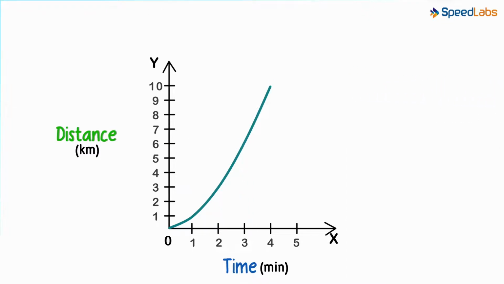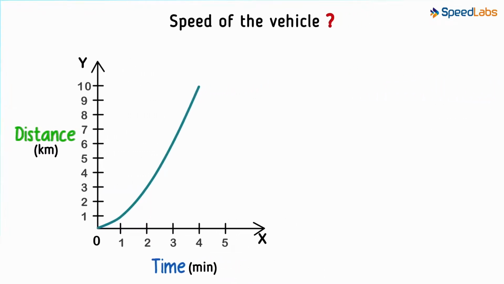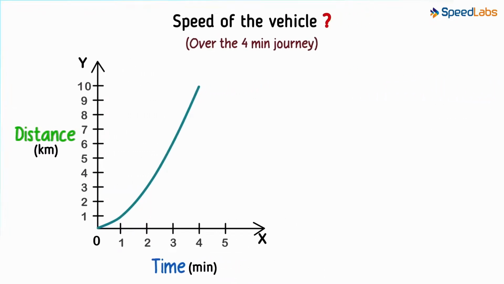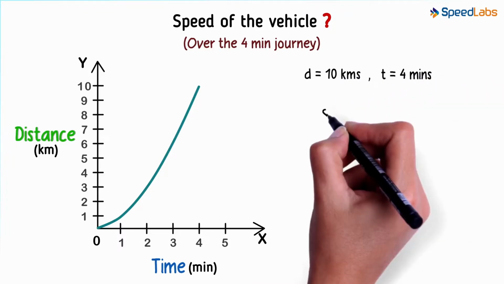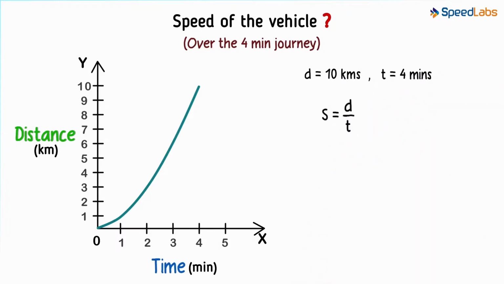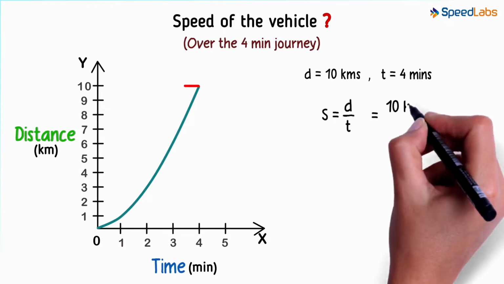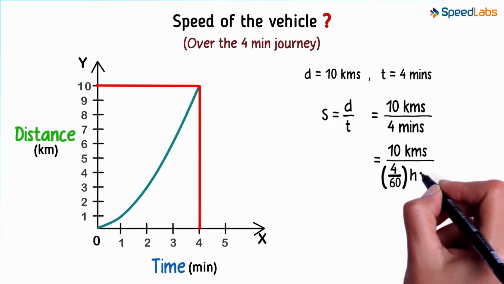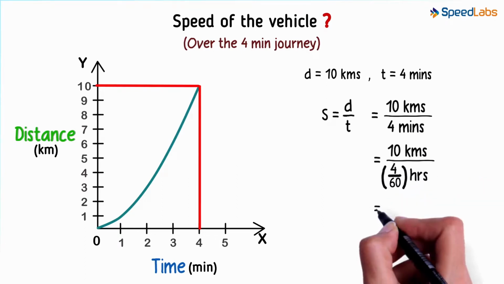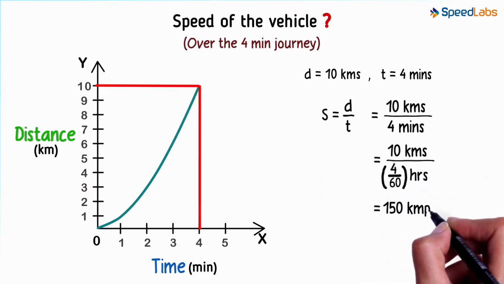Here's another interesting question. Can you tell me the speed of the vehicle over the entire 4-minute journey? 10 kilometers are covered in 4 minutes. And the speed is distance over time. The speed will equal 10 kilometers every 4 minutes. Converting it into standard units, the speed we arrive upon is 150 kilometers per hour.